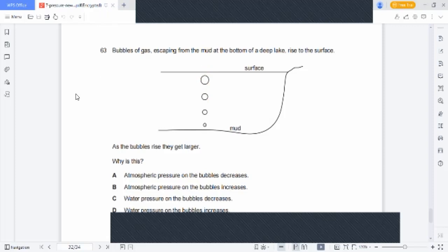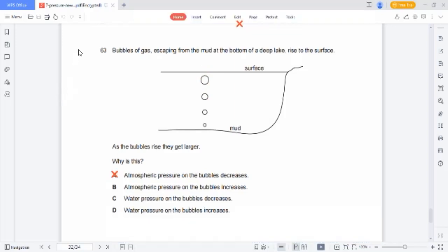Atmospheric pressure on the bubble decreases? Atmospheric pressure remains the same, so that's incorrect. Atmospheric pressure on the bubble increases? It's incorrect. Water pressure on the bubble decreases? Water pressure on the bubble increases? Water pressure decreases, that's the correct option.